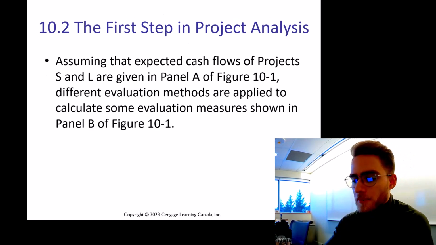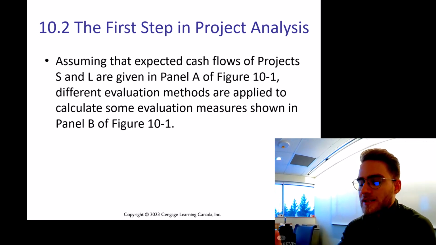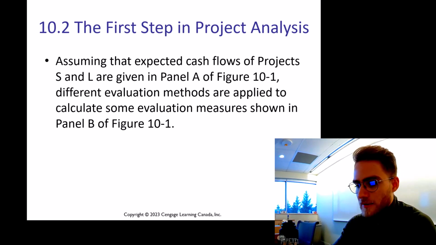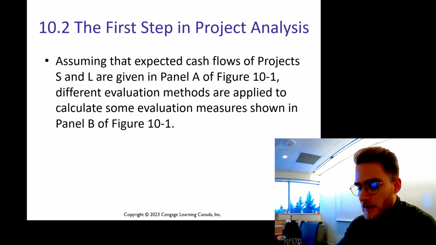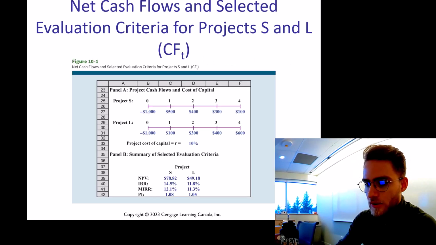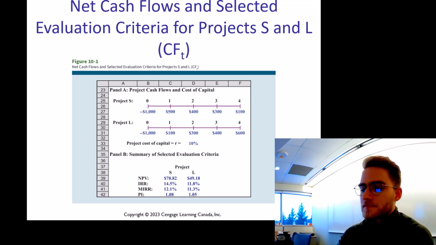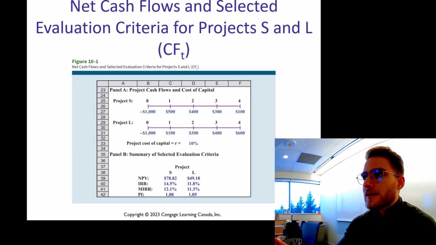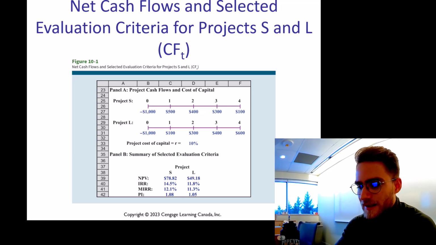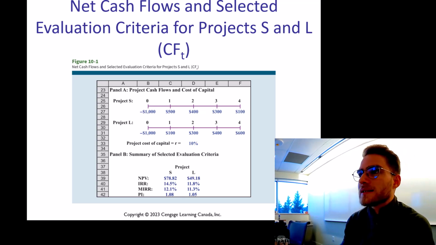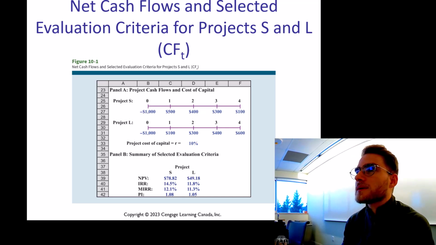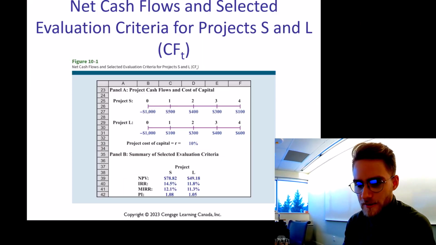So the first step in a project analysis is assuming that expected cash flows of projects S and L are given in panel A, figure 10.1, and different evaluation methods are applied to calculate some evaluation measures shown in panel B. So high level, we're going to go through this project. I've also done this in Excel, so I will pull up my Excel document as well, because I realize just looking off of this, it's not the easiest, whereas in Excel, I can show you the formulas. So let's see if I have the document already open. I believe I do. Yep, working doc.